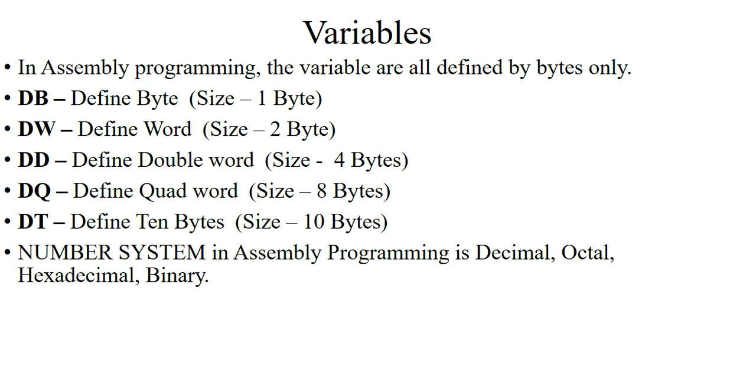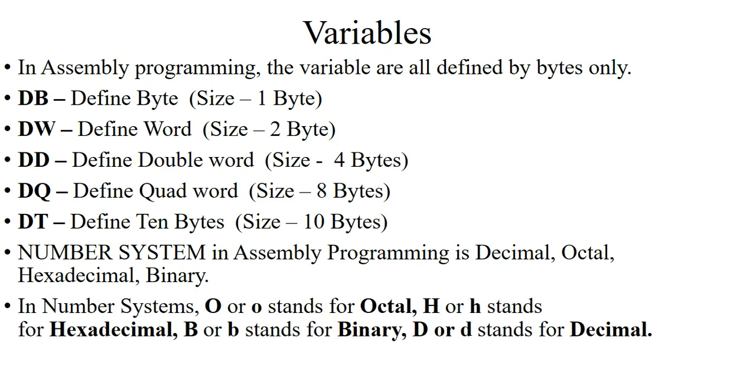So the number systems in assembly language are decimal, octal, hexadecimal, binary. So these are the number systems that we use in assembly programming language. We use decimal values, we use octal values, we use hexadecimal, we use binary values. So whenever we are writing the code, we need to tell our assembler that this value is in hexadecimal, this value is in octal, this value is a binary value, or this value is a decimal value.